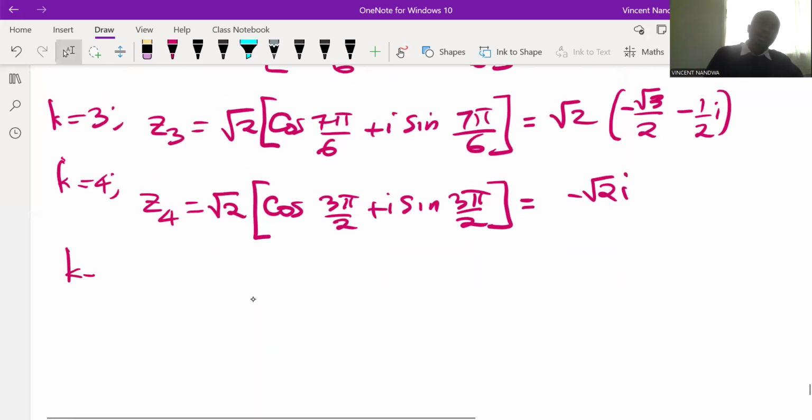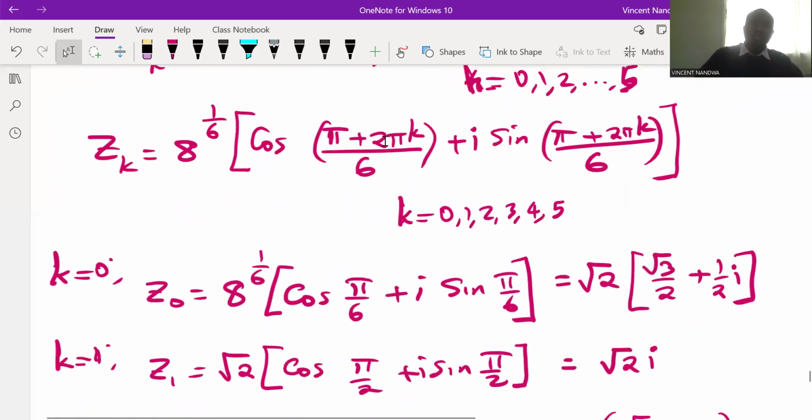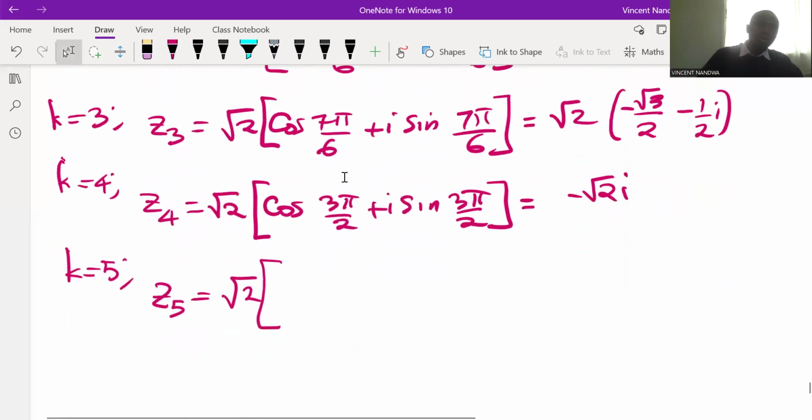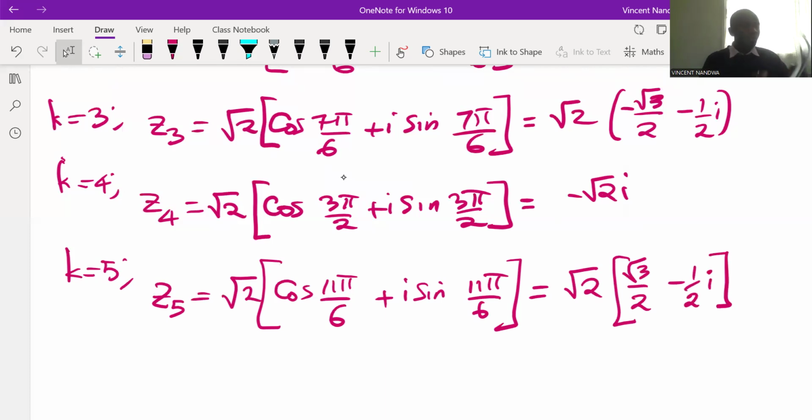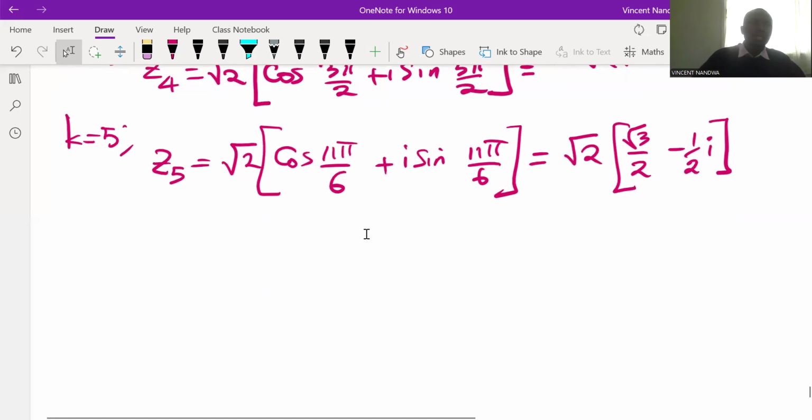And lastly, when k is 5, z5 will be root 2. So when you put 5 here, 5 times 2 pi is 10 pi plus pi is 11 pi. We'll have cosine of 11 pi over 6 plus i sine 11 pi over 6. This gives you root 2 into root 3 over 2 minus a half i. So those are the sixth roots of minus 8.